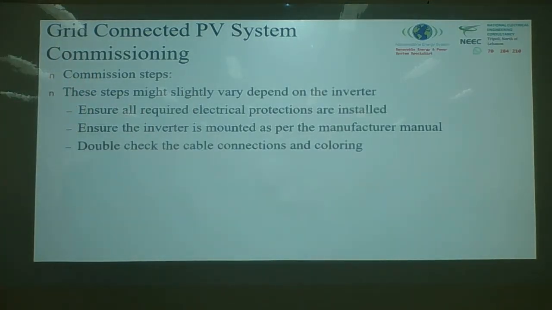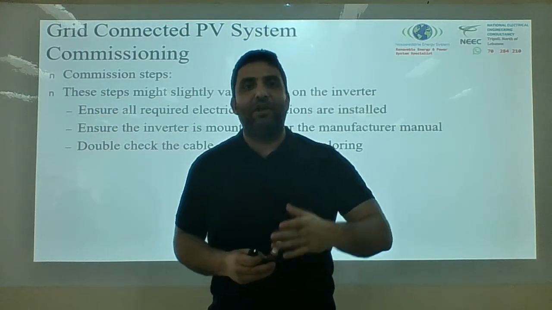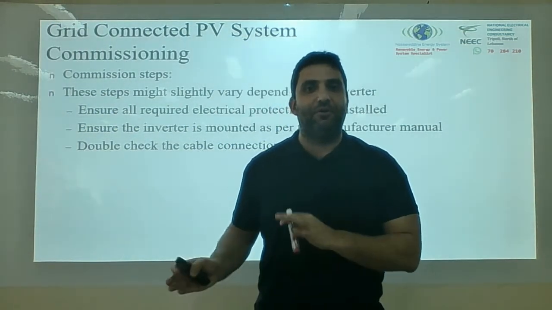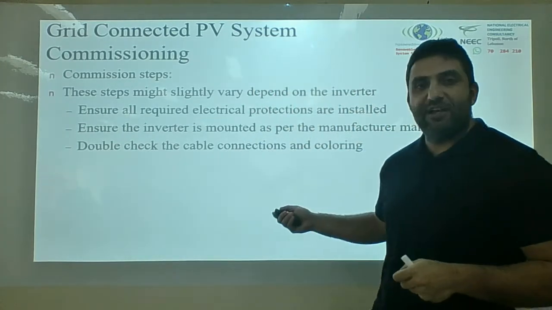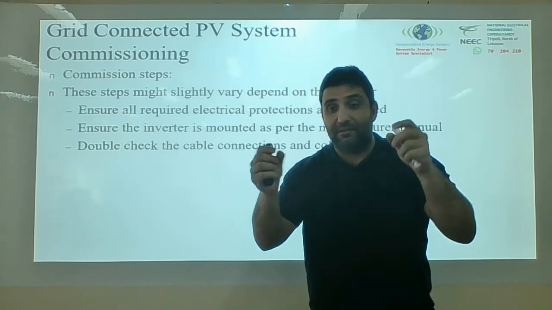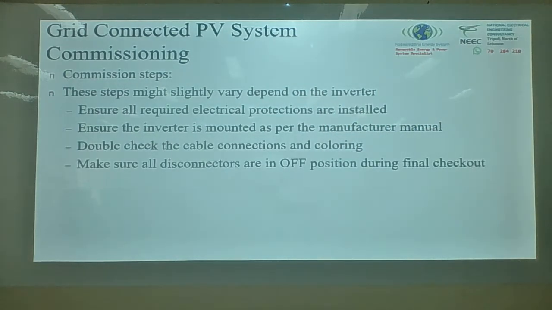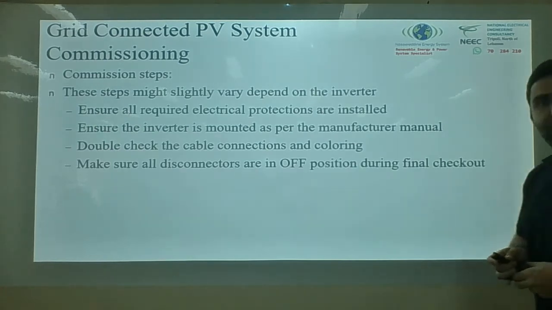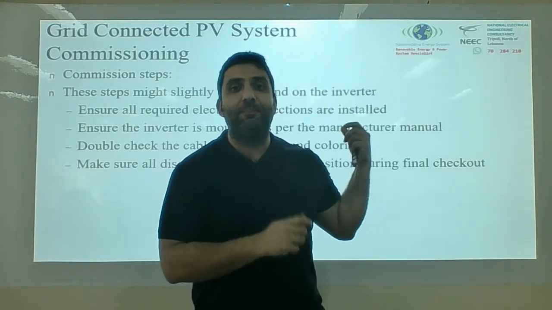Double check the cable connection and coloring. It's very important. So, for example, in a lot of countries, yellow-green is for ground, for earth. So make sure that all this stuff is done. Make sure that cable sizing and cable connection are all correct. Double check. Use your multimeter. Make sure all these connectors are in off position. All your disconnectors, all the circuit breakers are in off position when you do that pre-check.